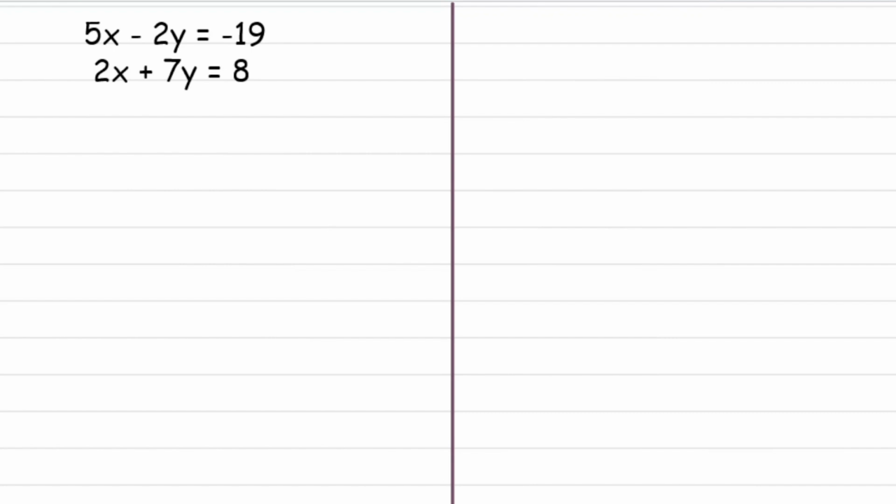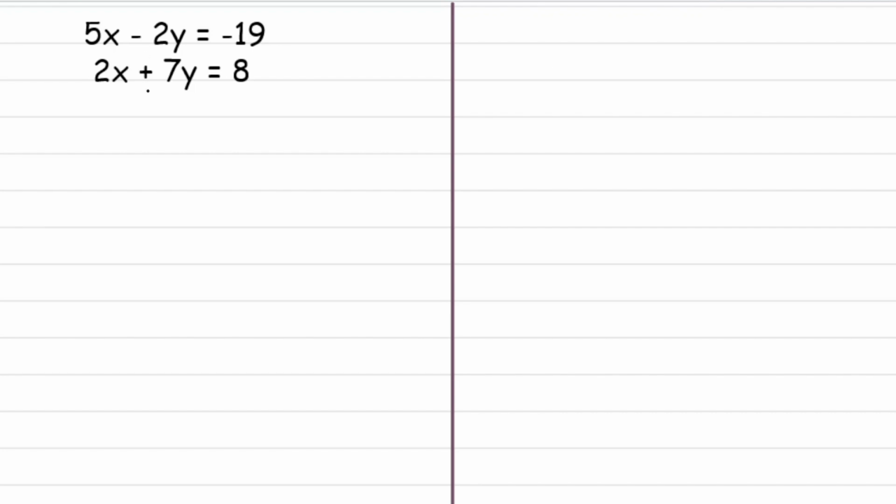Next question. 5x minus 2y equals minus 19, 2x plus 7y is equal to 8. Which variable do you want to eliminate, x or y? If x, make their coefficients the same. If y, make the coefficients of y the same. I will do both side by side to give you a good comparison, and you will see that the answer would come out to be the same, and it's completely your choice whichever variable you want to eliminate first.